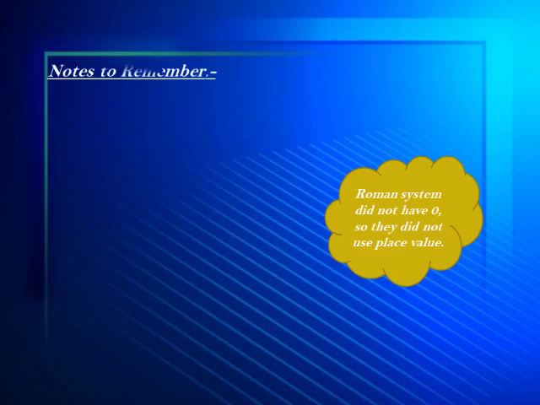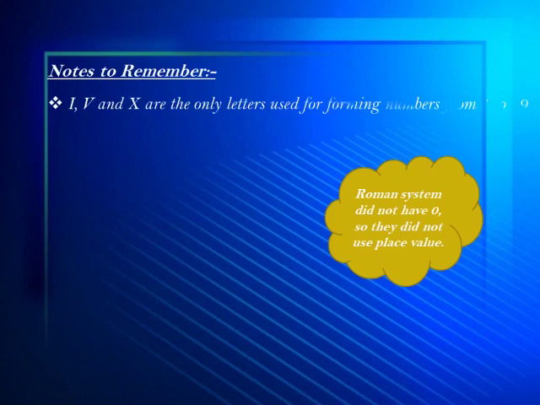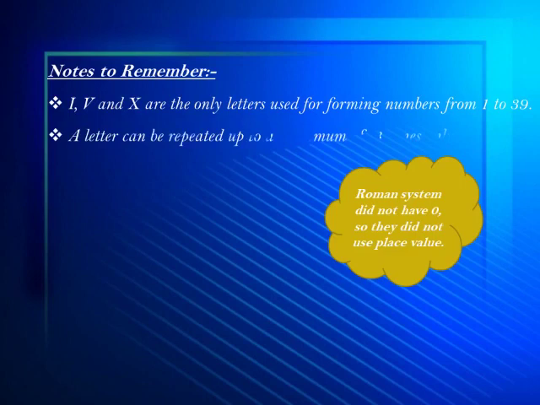We have a few rules to keep in mind to write the Roman numerals. Okay, what are they? See, I, V and X are the only letters used for forming numbers from 1 to 39. This you would have studied in class 3 and also in class 4. So with only these 3 letters you will write the Roman numbers from 1 to 39. The second one is that a letter can be repeated up to a maximum of 3 times only. You will not repeat it a fourth time.